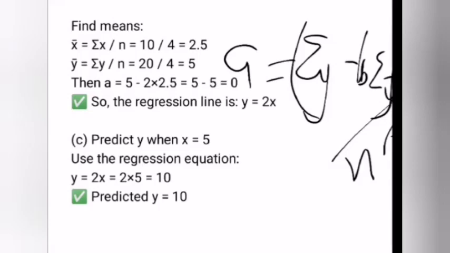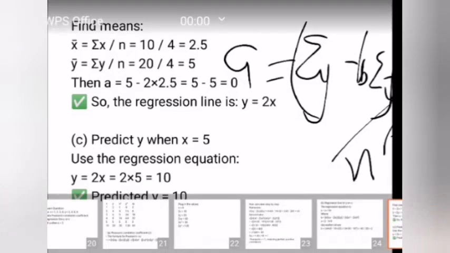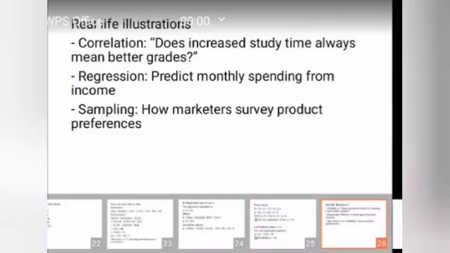They can also tell you to find the residual value when the actual value of y is 20. You've already predicted that y is 10. So the residual value is 20 minus 10, and that is 10. So your residual value is 10.